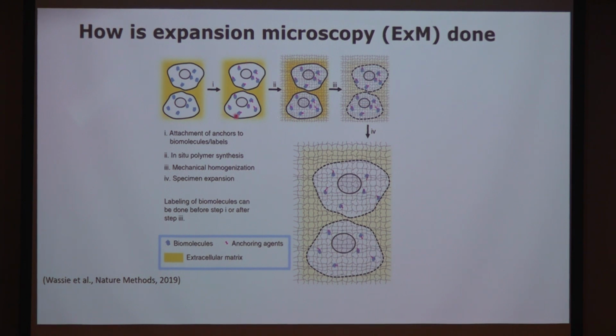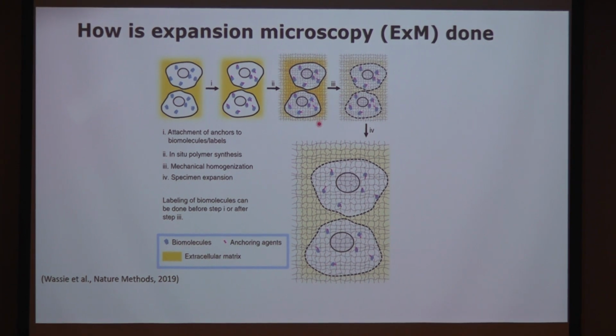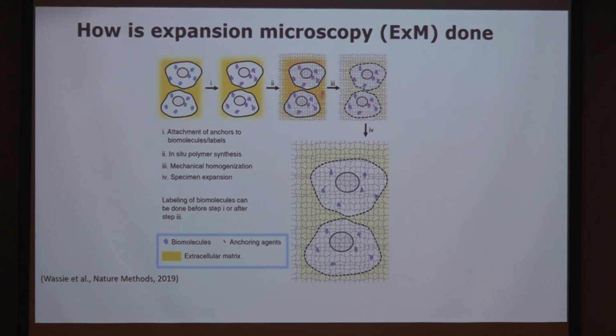Okay, so you apply this anchoring agent, and this is usually a very time-consuming step, so it will take many hours or even days for this to be complete. But you need this time to allow for a more complete anchoring. Otherwise, even if you can expand the sample later, you won't see what you want to see, right? So anchoring happens. And then you add the polymer or the monomers, which can be synthesized into polymers in your specimen, and allow the polymer to form.